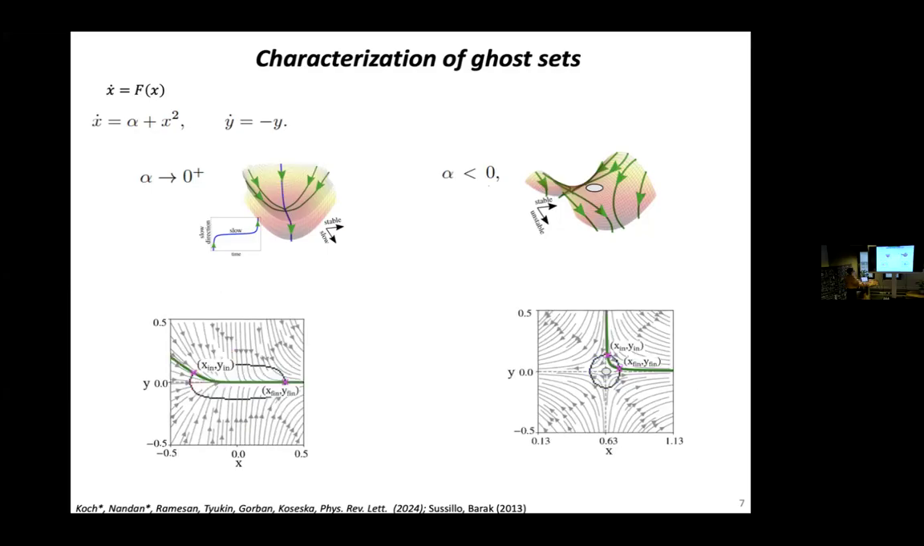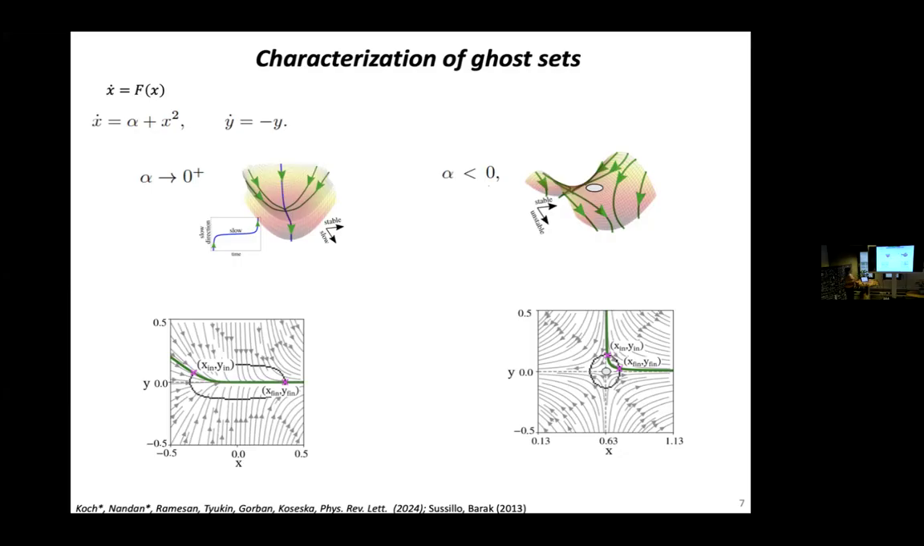But this also explains how the ghost guides the flow of the trajectories in the state space. In the saddle, of course, the trajectory comes along the stable manifold and escapes the system very quickly along the unstable manifold. But in the case when the system has a ghost, everything falls down on the ghost set, then evolves very slowly along the ghost, and then it escapes.